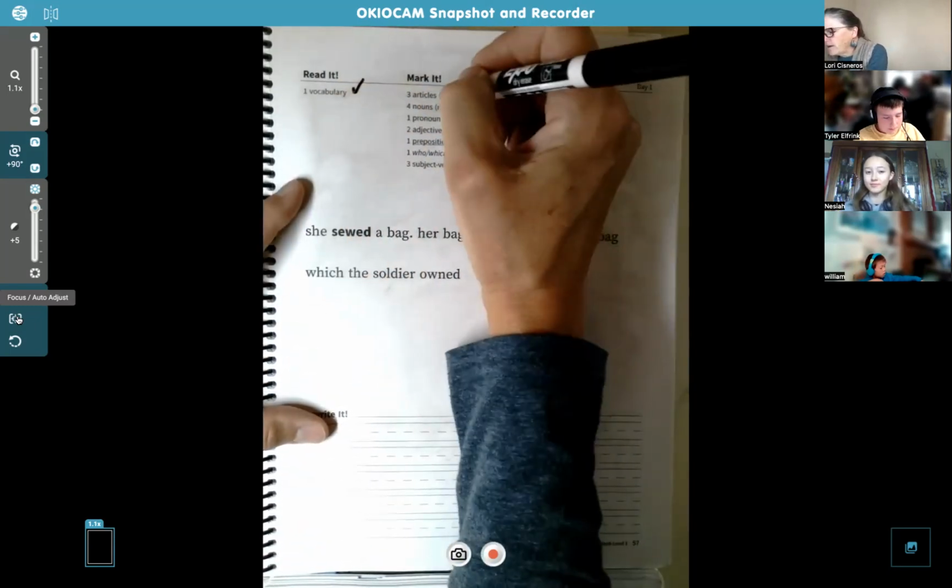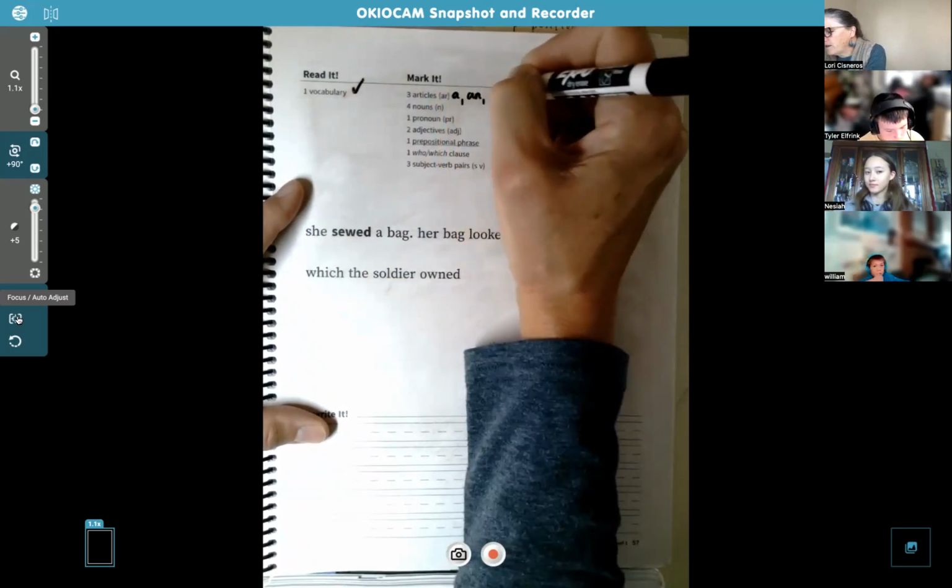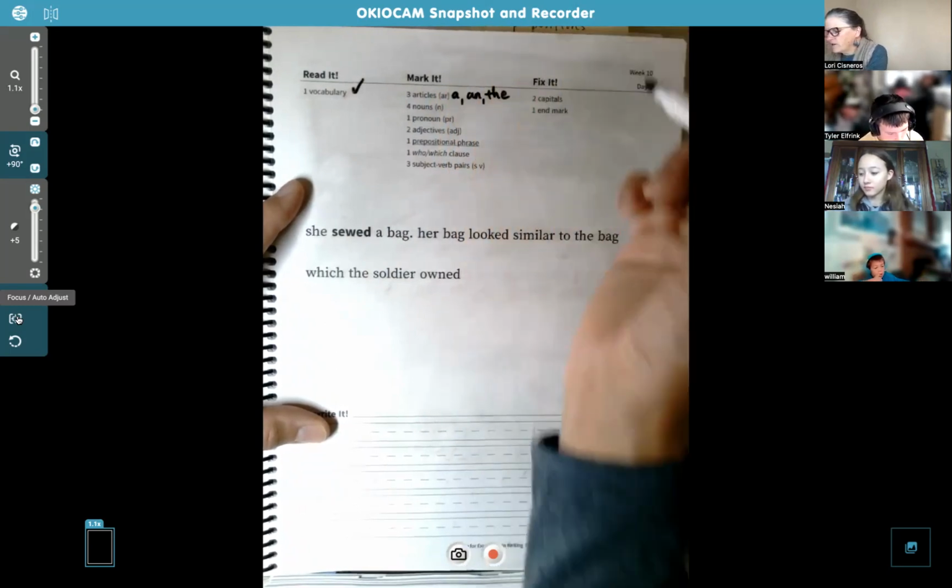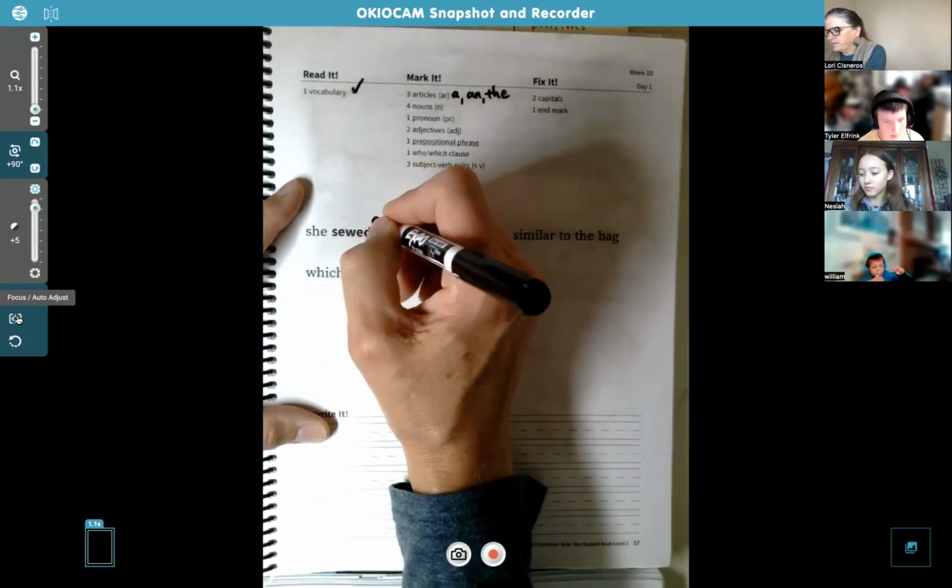The articles, go ahead and write them in at the top here. And then there's 3 of them, so you can find them by yourself and label them.